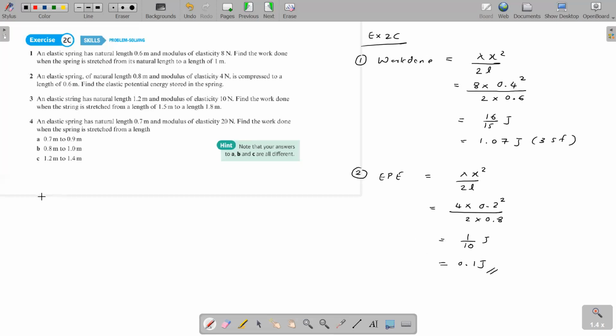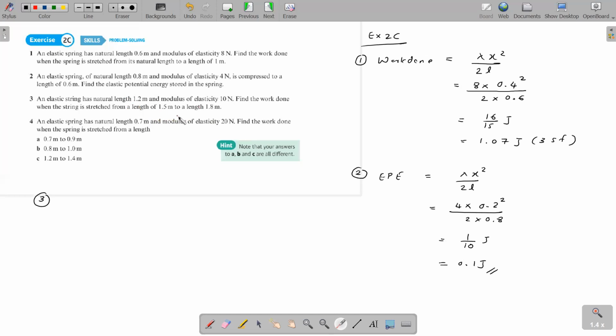Okay, question number 3. An elastic spring has natural length 1.2 and modulus of elasticity 10 Newton. Find the work done when the string is stretched from a length of 1.5 meter to a length of 1.8 meter. They wanted to find the work done to stretch from 1.5 to 1.8. Okay, so natural length is 1.2. You can see to go from 1.2 to 1.5, also, we have some work done, right?